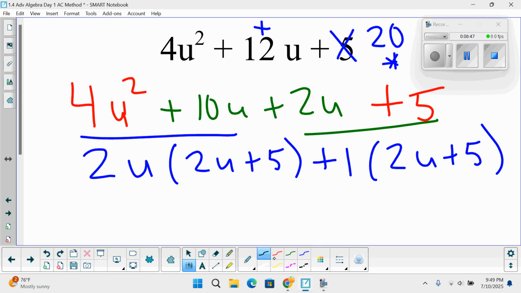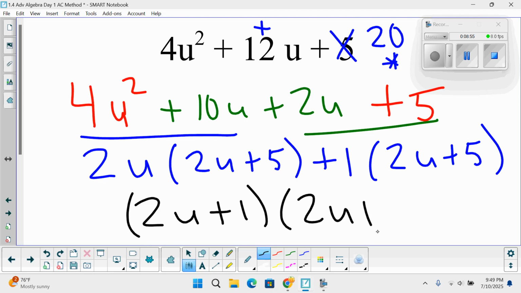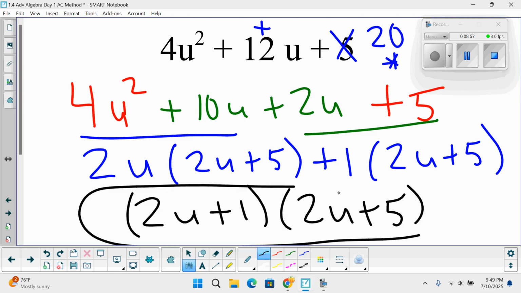But you have to pull out something, and it can be a 1. It can't be a 0. So abracadabra, group, we'll have our 2u plus 1 and our 2u plus 5. Boop. And we're done with that one.